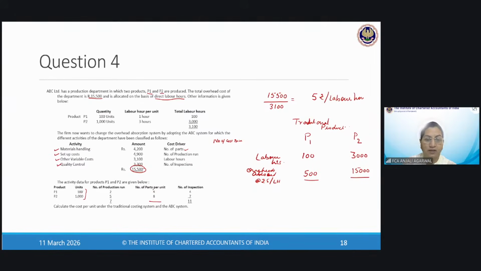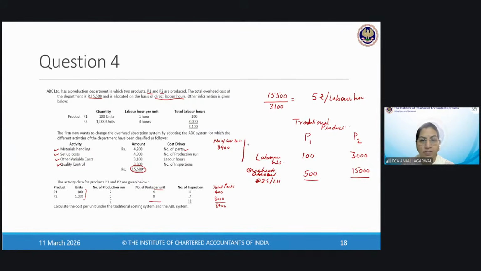100 and 1000. So how many times the total parts must have been used for P1? 100 units into 4. Remember, it's given per unit. So 100 into 4, 400 parts are used for P1 and 1000 into 8, 8,000 parts are used for P2. So total number of parts used is 8,400. So number of times the cost driver is used is 8,400. Therefore, 4,200 divided by 8,400.